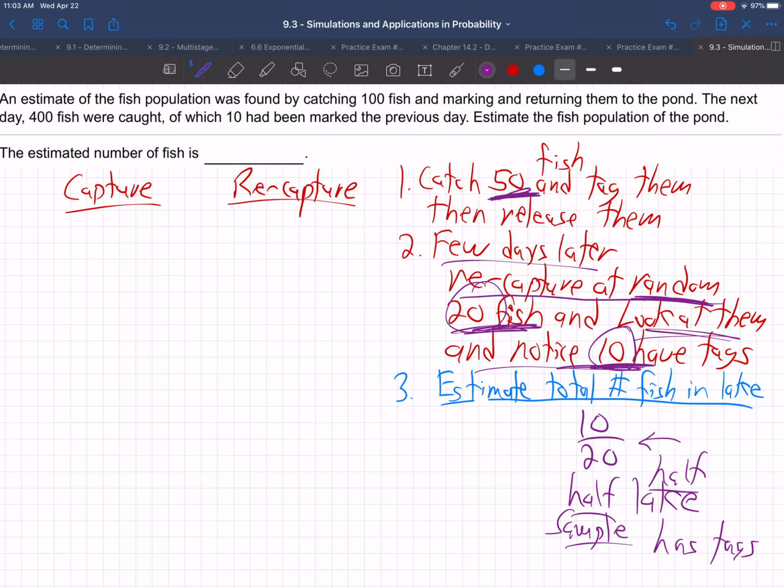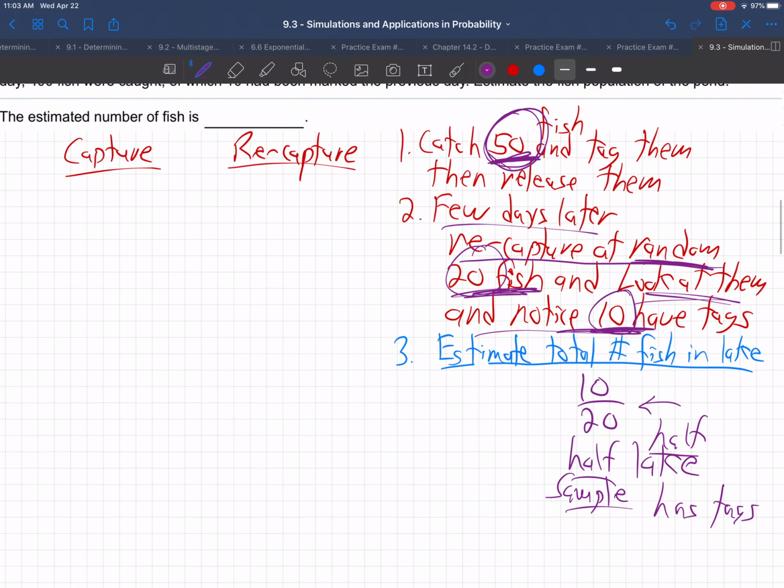You put 50. 50 have tags, right? And so how many fish would that give? If half of the lake has tags and you know there's 50 fish in the lake that have tags because you did it a few days ago, how many in the lake? The number in the lake must be 50 times 2, so about 100 fish in the lake.